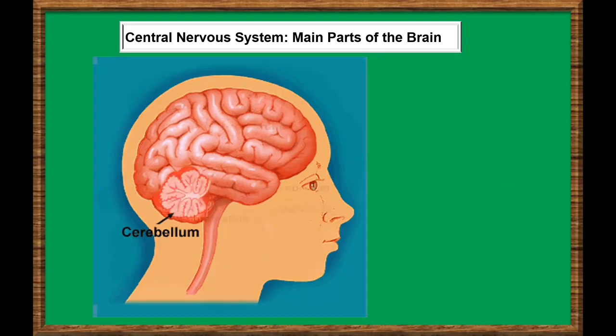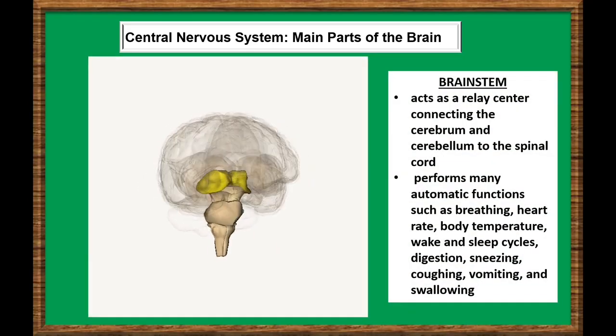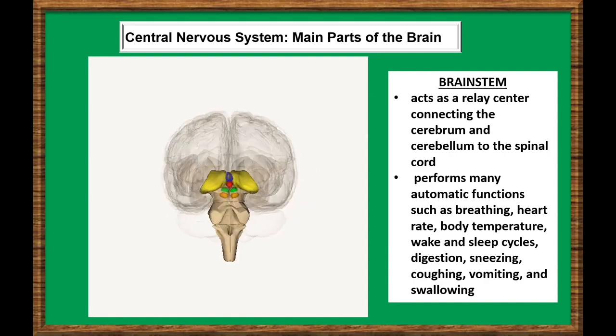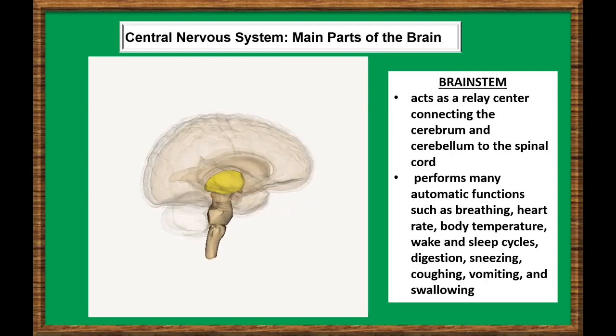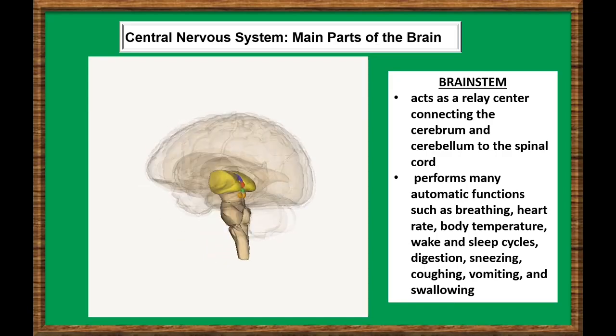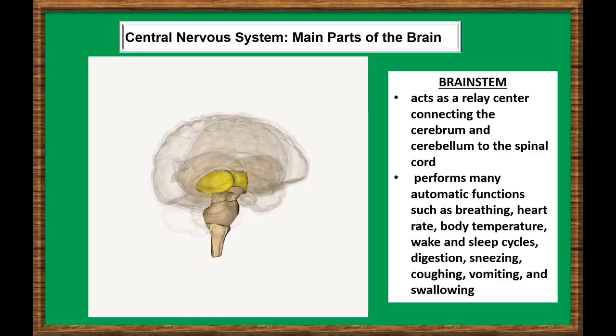While the brainstem acts as a relay center connecting the cerebrum and cerebellum to the spinal cord. It performs many automatic functions such as breathing, heart rate, body temperature, wake and sleep cycles, digestion, sneezing, coughing, vomiting, and even swallowing.